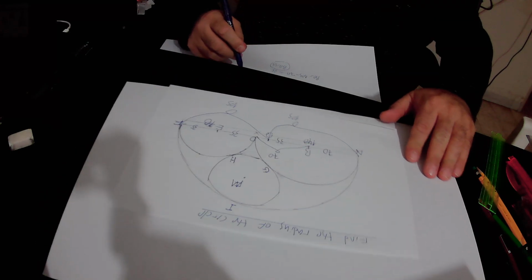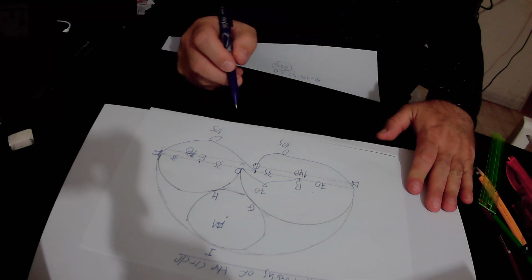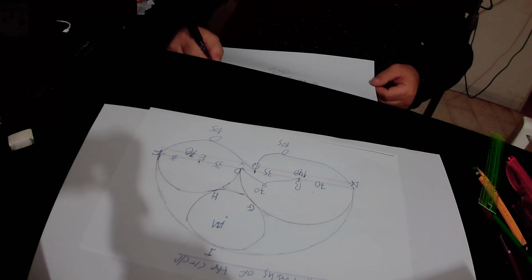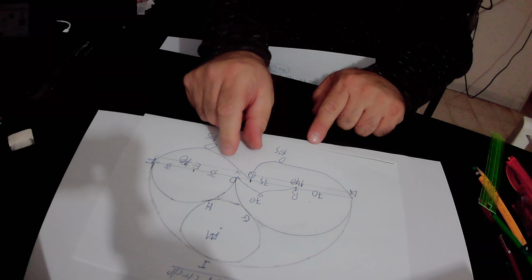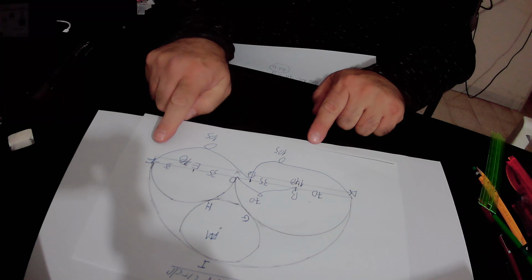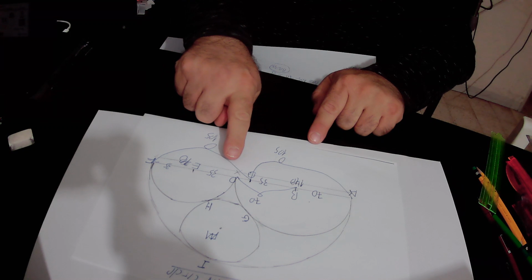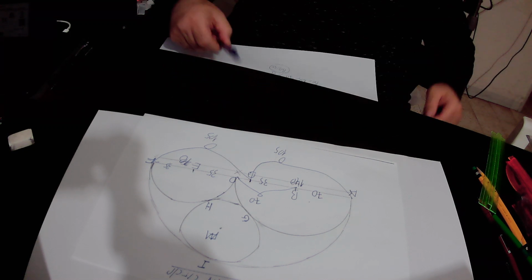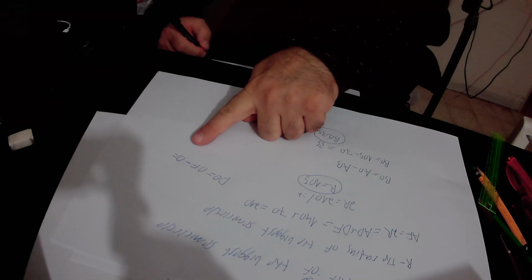And what is the length of line segment DO? It is very easy to see that DO equals OF minus DF. Again, OF minus DF equals OD, or DO. Repeat again, the length of line segment DO is OF minus DF.